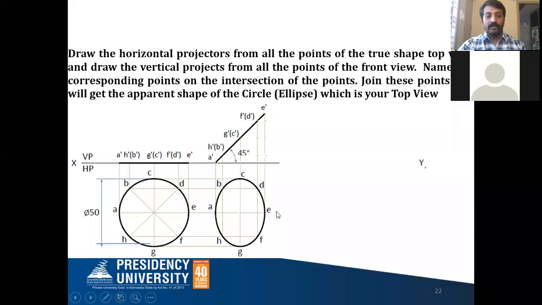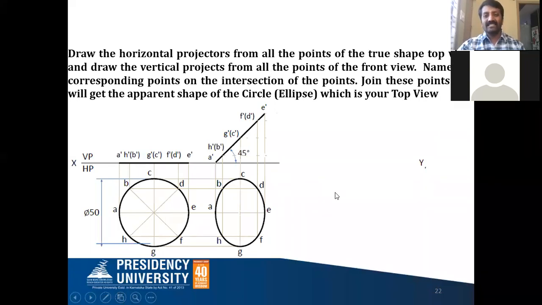After pointing out all these 8 points, you need to join these points with a smooth curve, so it looks like an ellipse. For this ellipse, this is the major axis and this is the minor axis. The major axis of the ellipse is equal to the diameter of your circle, and this is your minor axis. It depends upon the inclination whatever you have given. Okay, so in freehand you have to join all these 8 points, so that a perfect ellipse you can get like this. This completes your top view.